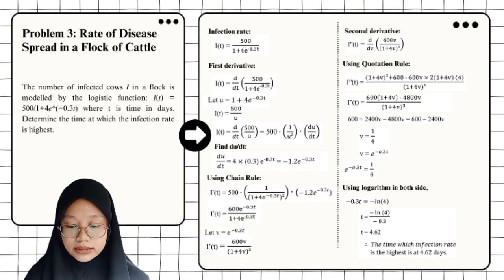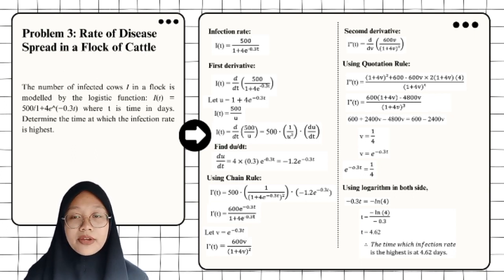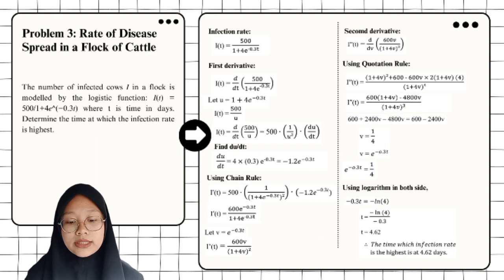So here, the first derivative is d over dt times 500 over 1 plus 4e to the power of negative 0.3t. And then, we let u equal to 1 plus 4e to the power of negative 0.3t. Because of that, the function will be changed to 500 over u, as well as the first derivative of the infection also changed to I prime t equals d over dt times 500 over u.